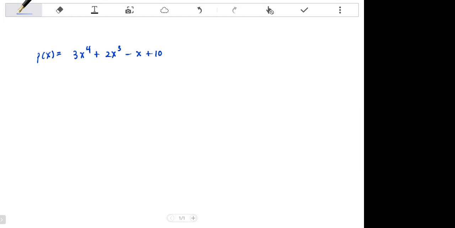What do we not care about? The stuff on the back, right? Just anything in the back. We only care about the highest term monomial. So we only look at this.